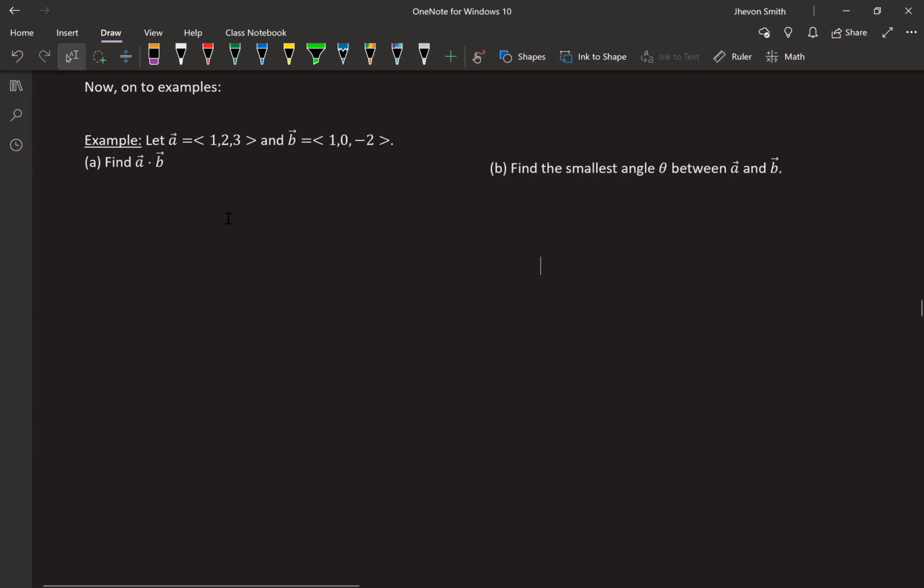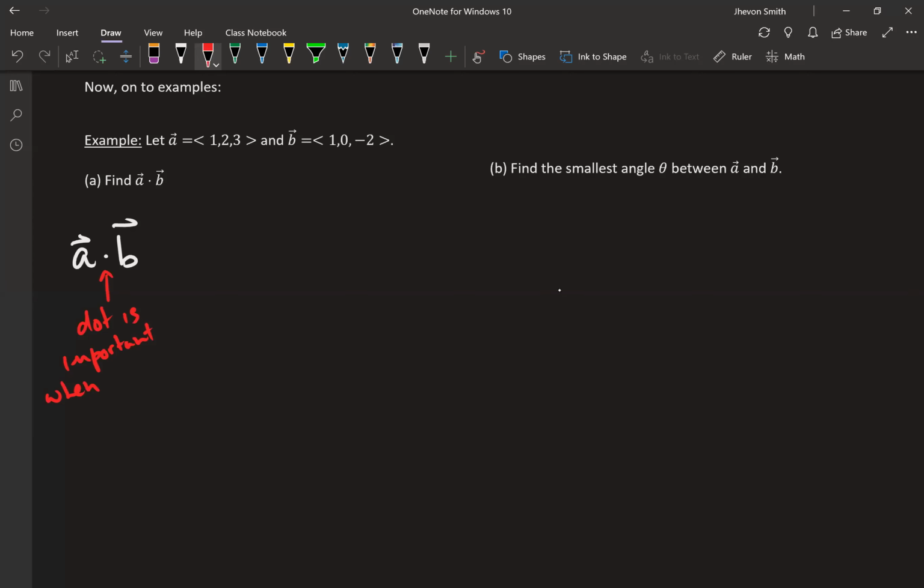It's nothing crazy. Okay, so here we have two vectors. I just want you to find A dot B, and then I want you to find the smallest angle between A and B. And when it comes to actually finding a dot product, it's actually not so bad. So here we have A dot B. And again, you write the dot. The dot is important because there are going to be other notations, other ways that we want to combine vectors. The dot is important when thinking about a dot product.